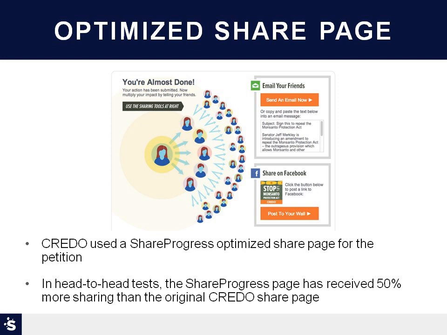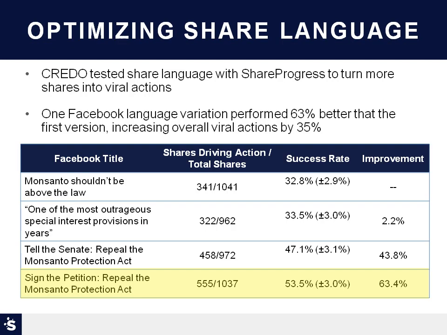And we actually did a comparative test, where we looked at how many people actually tell their friends when using the ShareProgress page as compared to how many people tell their friends using what Credo had as their previous thank you share page, and found that the ShareProgress page actually gets about 50% more sharing by people. So this means that we're getting a lot more people who are then telling their friends and inviting them to also sign this petition.